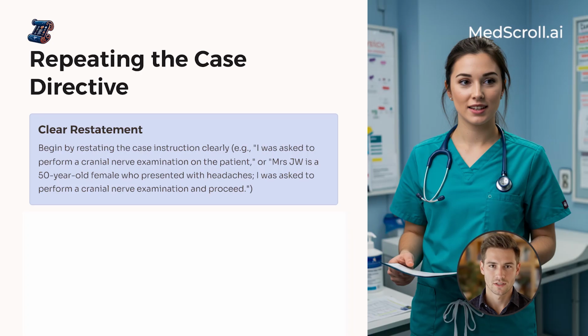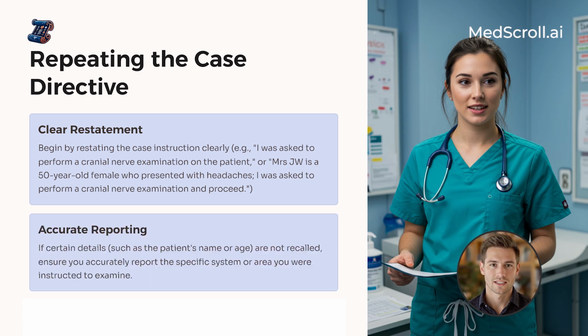Begin by repeating the case directive to set the stage for your discussion. You might say, "I was asked to perform a cranial nerve examination on the patient," or "Mrs. JW is a 50-year-old female who presented with headaches. I was asked to perform a cranial nerve examination and proceed." If you don't recall every detail, focus on accurately conveying the specific system or area you were instructed to examine.